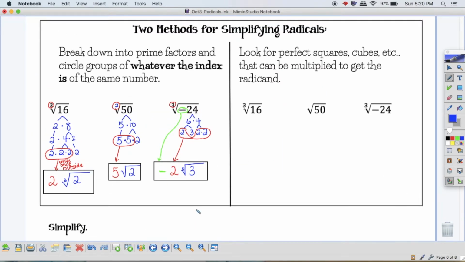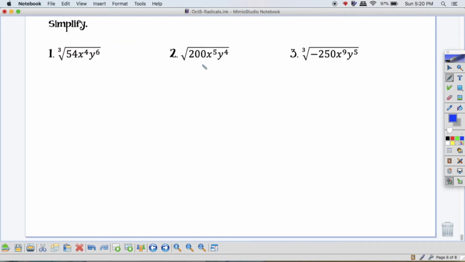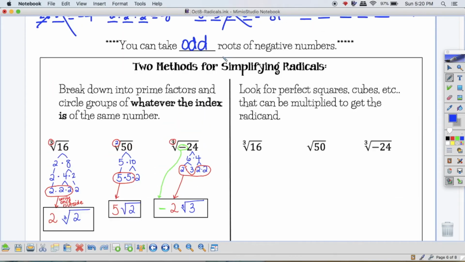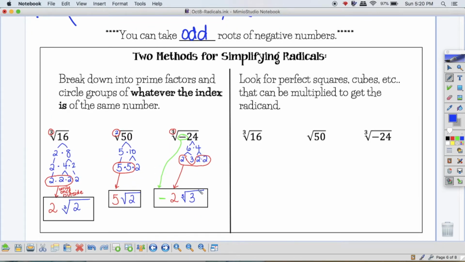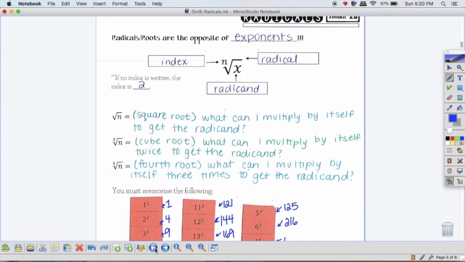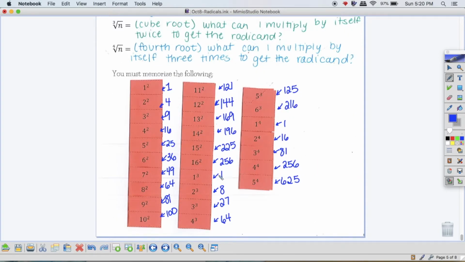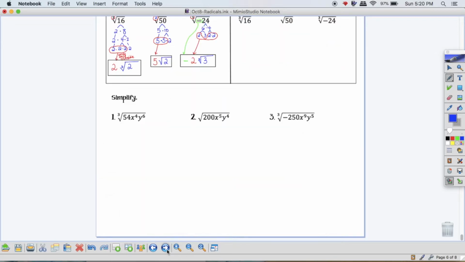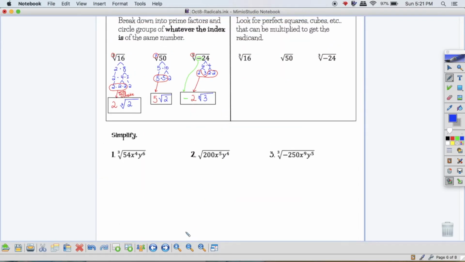Here is another way you can break them down. You really can only do it with numbers. You'll see we have some letters at the bottom here, so you can't use that method here. Okay, what you can do is look for perfect squares or cubes that can be multiplied to get the radicand. This is why you need to memorize all of these. Okay, if you have all of these memorized, this is what you can do.